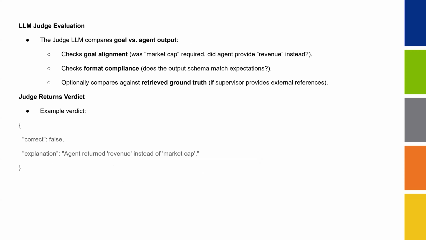As you can see over here, it was instructed to collect the market cap, but it collected revenue instead. So it is not the right kind of output expected. In these scenarios, the judge raises an exception. It raises a flag and does not get the output sent to the user. The judge LLM compares goals versus agent output, checks goal alignment, then checks format compliance, and optionally compares against retrieved ground truth.